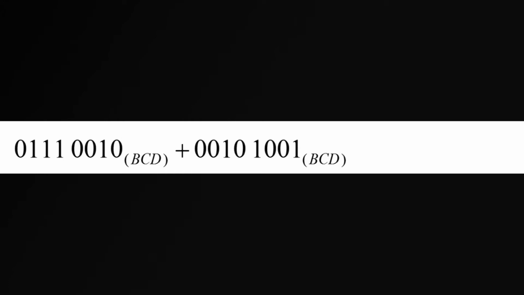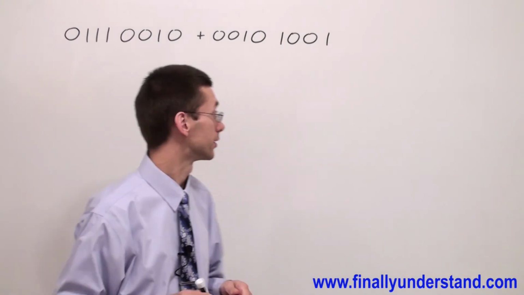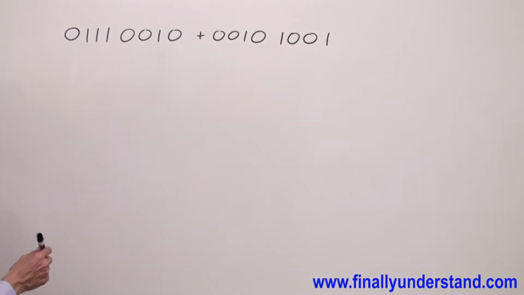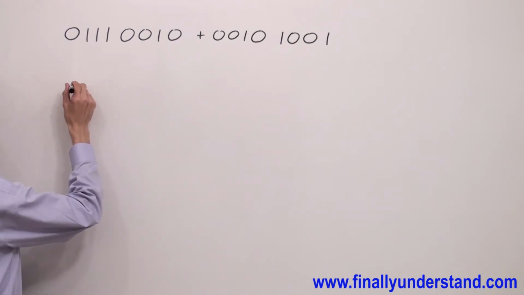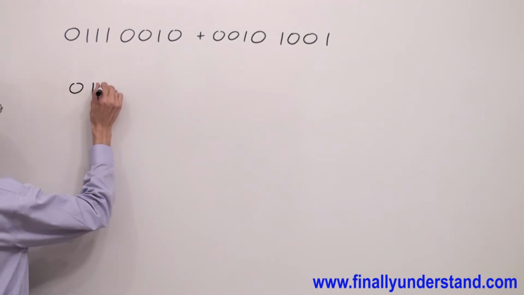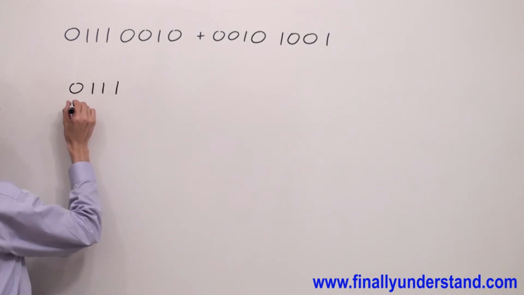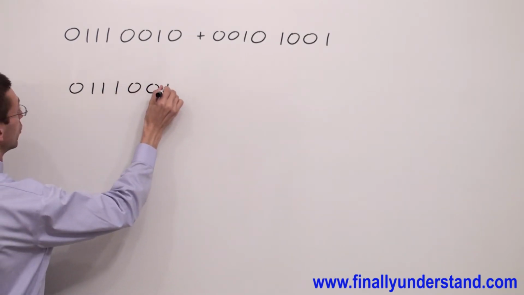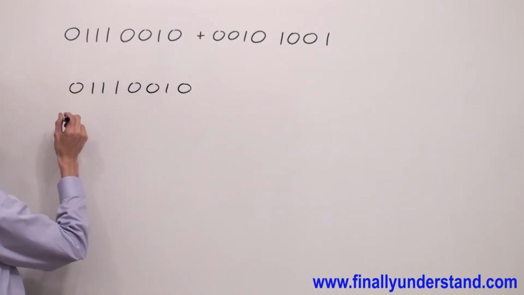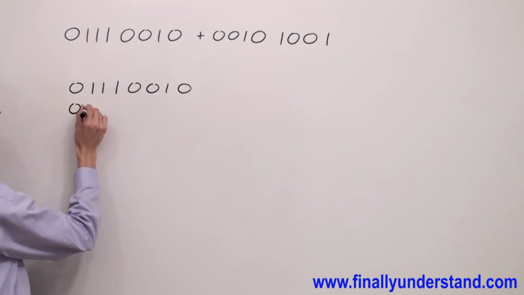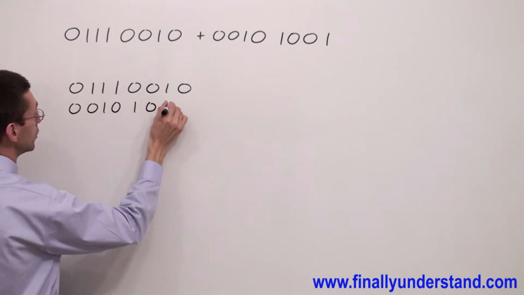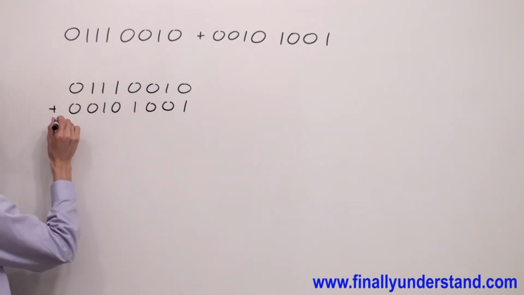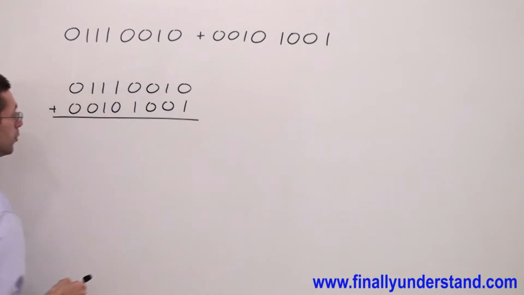Let's take a look at this example. Again, we're supposed to add binary coded decimal numbers. So what we're supposed to do right now is rewrite this problem. I have 0, 1, 1, 1, and I have 0, 0, 1, 0, and I have 0, 0, 1, 0, and I have 1, 0, 0, 1. I'm supposed to add these two numbers.